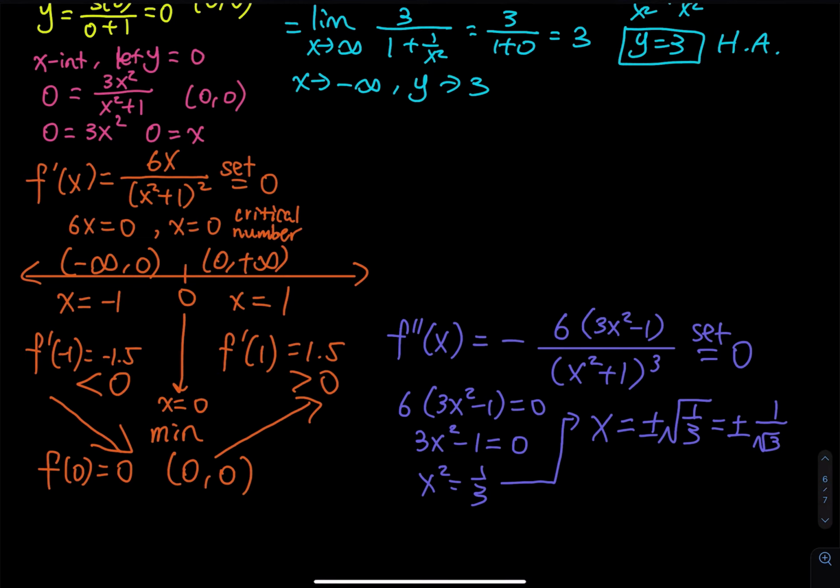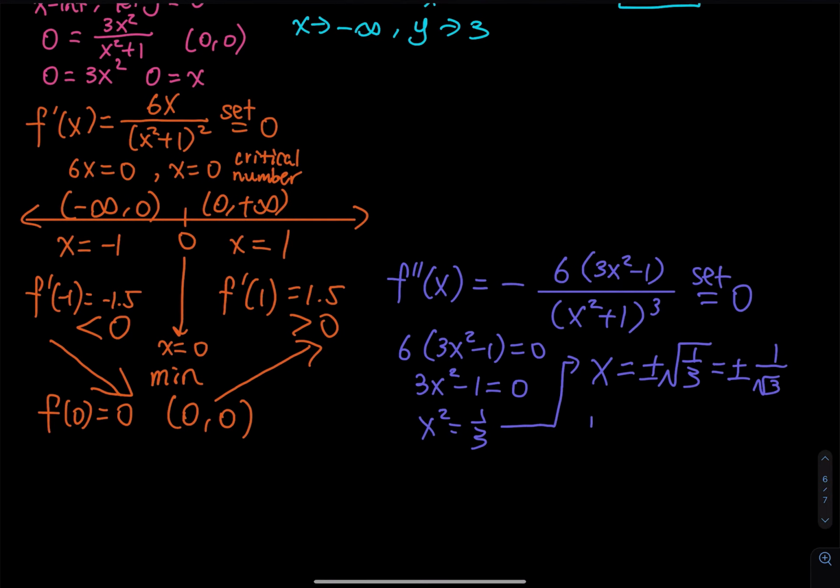And then you have to rationalize this. So if you take this, you multiply the top and bottom by root 3. This is called rationalize. Rationalize means you have to get rid of the square root in the denominator. You have root 3 over 3. This is approximately equal to plus or minus 0.58.